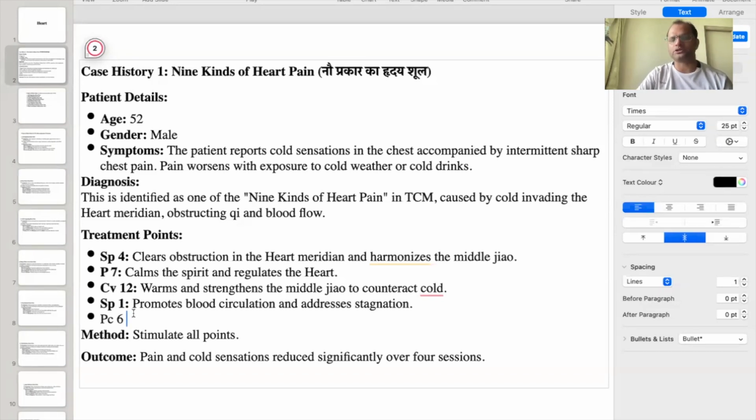And Pericardium 6 we can put in last. I have treated some patients and we have seen a quick effect in cardiac problems, meaning in acute heart pain. We can use Pericardium 7, which is a very good point to calm down the spirit, calm down the heart.